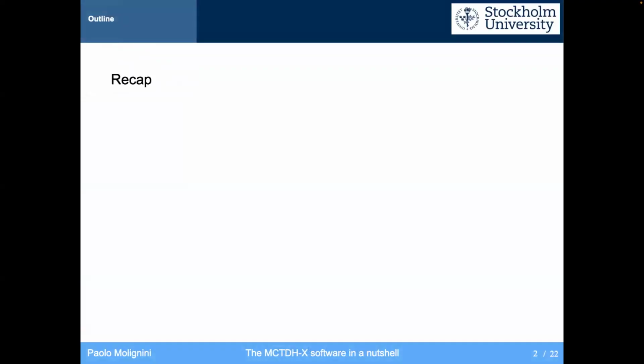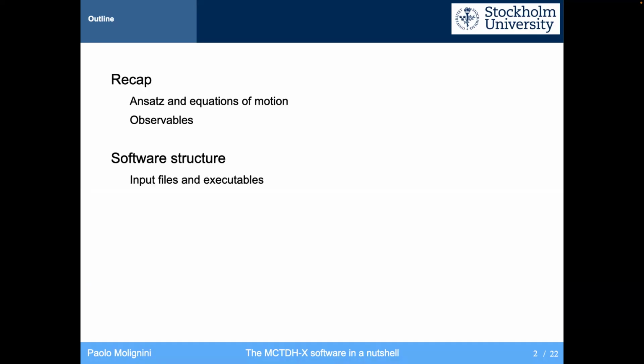So just a quick recap after the break, after the fika. Then we'll talk about the ansatz and the equation of motion in the recap, and then the observables that we can construct with the composition that we have. Then we'll look at this software structure itself: input files and executables, the source, and then the integrators.